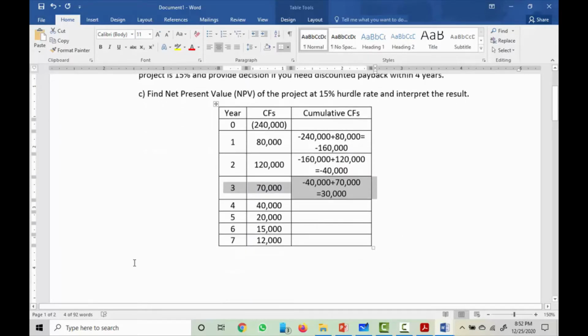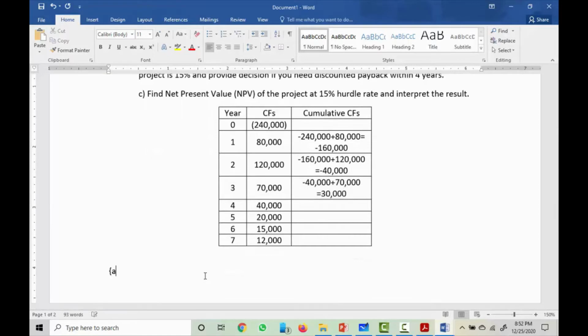So now let us calculate the payback period. So payback period is 2 years plus, so more than 2 years but less than 3 years. So 2 years plus how much? How much more than 2 years? So that means 2 years, how many months more? So that's what we need to find out now.